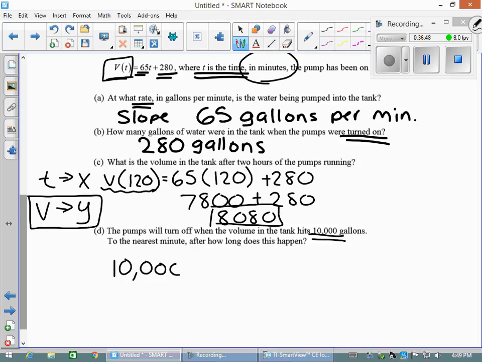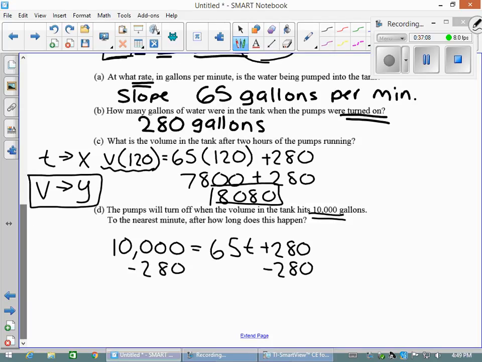So I just need to solve this now. When I solve this, I'm going to subtract 280 from both sides. 65t is equal to 9,720. Divide by your 65. If you do that in your calculator, you're going to get a value of t equal to 149.53, and so on.